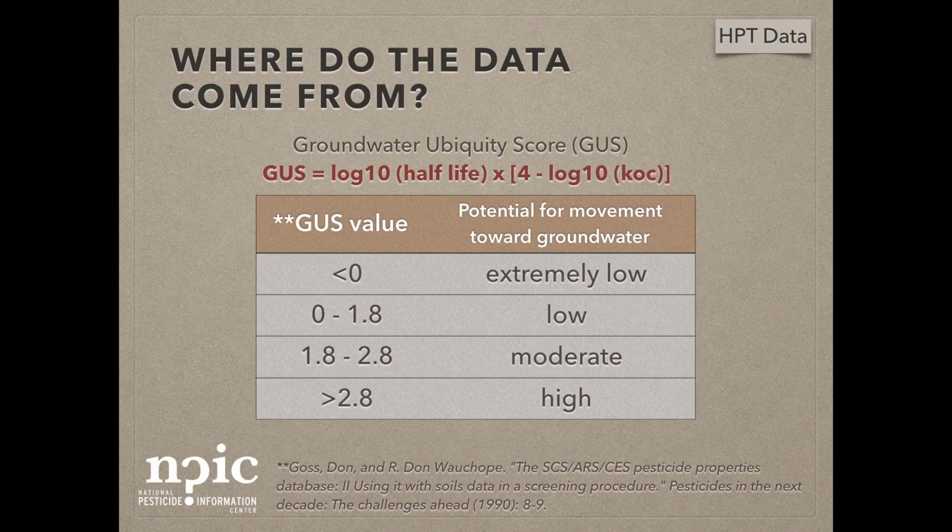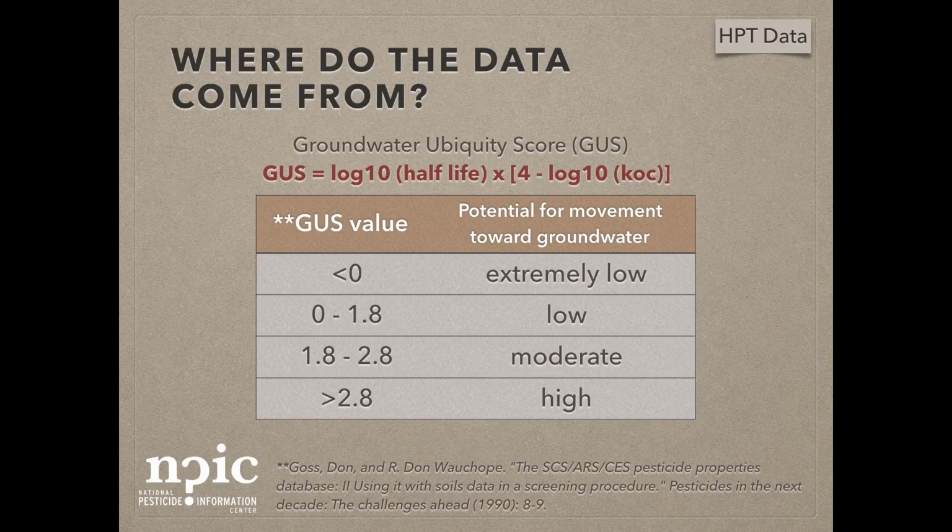And so what we did is we ranked the potential from extremely low to high for herbicides to move toward groundwater, based on the ranges of GUS values listed right here. And we did this following the method used by NRCS in the WinPST program. We performed GUS calculation by active ingredient in different soil types.